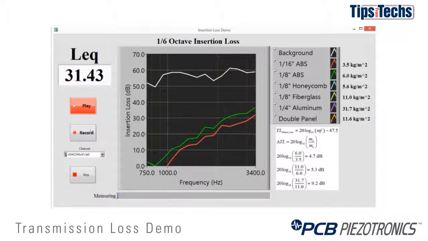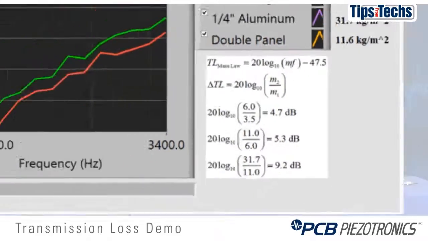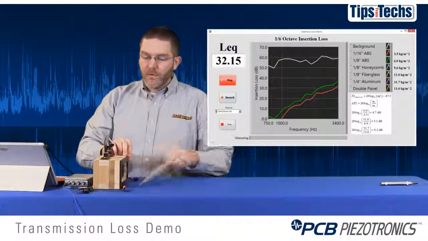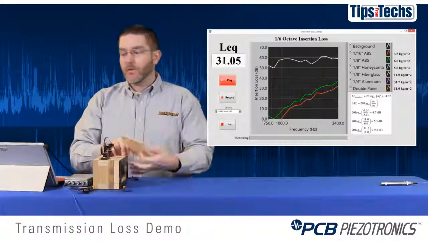We see the green curve is the transmission loss of the 1/8 inch ABS. Now, if we look at the mass law calculations on the right-hand side of the screen, we would predict a 4.7 dB increase in the insertion loss between the last 2 materials. And we don't really see that until we get to high frequencies. The reason for that is more than likely leak area around the gasket with thin material.